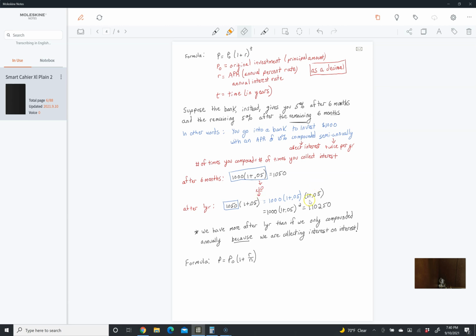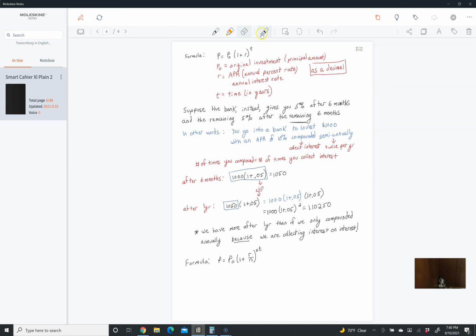And then instead of just raising it to the t power, we're actually raising it to the n times t power. Because after a year here, we've collected interest twice already. If we were collecting interest, let's say 3 times per year, then at the end of each year, we would collect it 3 times per year. So at the end of 2 years, for example, we will have collected it 6 times. At the end of 3 years, we will have collected interest 9 times. Okay, so that's what the nt is.